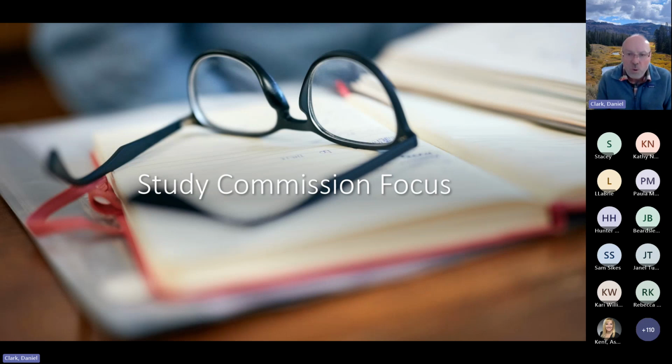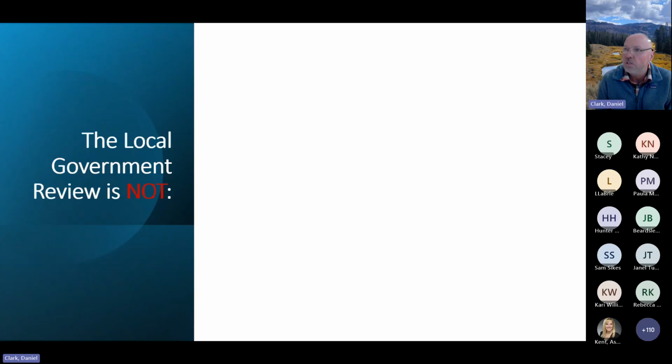I think it's really important that the community is part of this conversation, not just amongst the study commission, but the study commission reaching out into the community, asking how and in what ways the local government could be better. And I think that's an important part of this process, to be very much engaged with the community and its citizens.